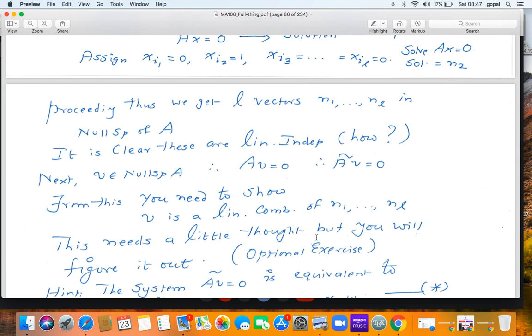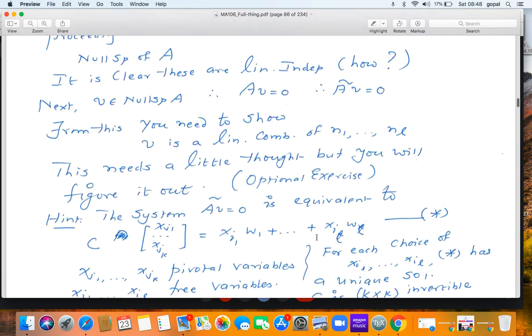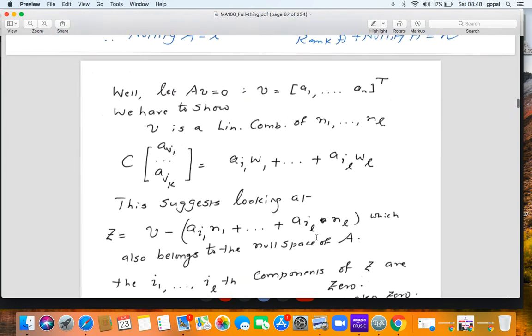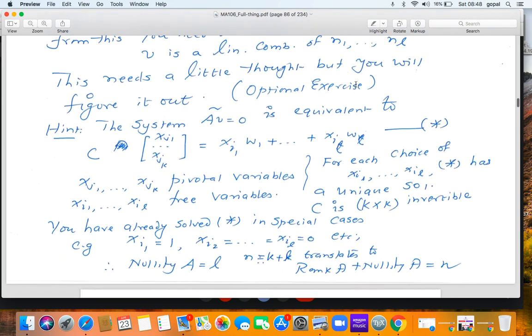Therefore, A tilde V will be equal to 0 because I can perform row operations on A. And so now let us call V to be A1, A2, ..., AN. The components of V are A1, A2, ..., AN. Now, how do you solve A tilde V equal to 0?